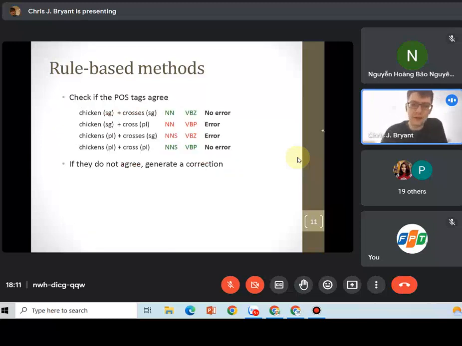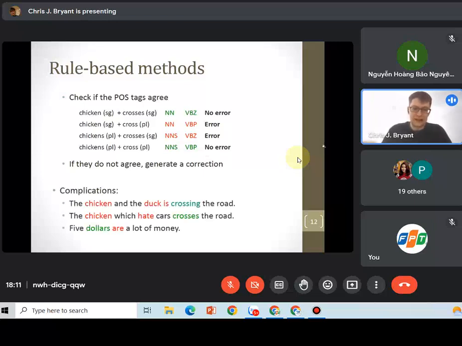And then once we've done that, we can just look at the different part-of-speech tags and check whether they agree. So you would expect a singular noun to go with a singular verb, or a plural noun to go with a plural verb. And so in the other two cases, we know there is an error, and then we can write a rule that just detects this and corrects it. And there are tools that let you, for example, input chicken as a noun and have the tool output the plural form of that noun. Relatively straightforward.